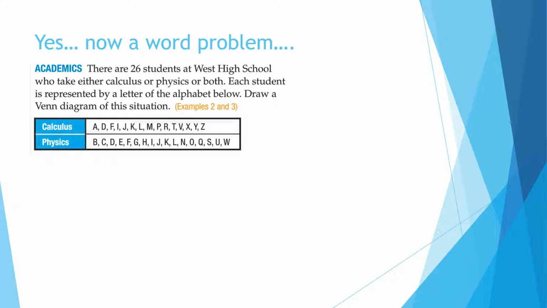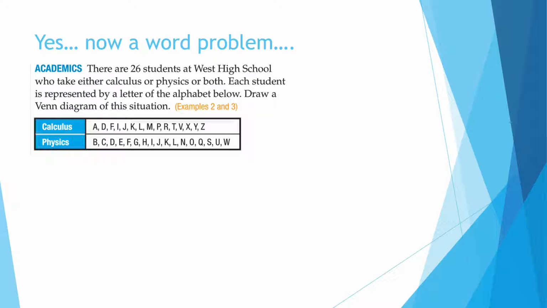Academics, yes, this is where we get word problems. There are 26 students at the West High School who take either calculus or physics or both. Each student is represented by a letter of the alphabet below. Draw a Venn diagram of the situation.